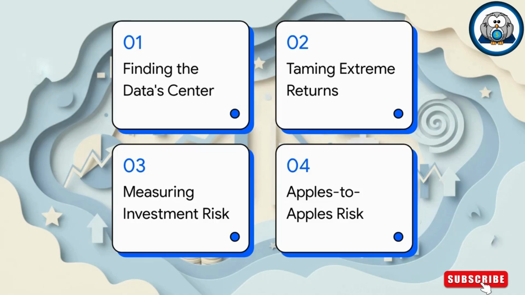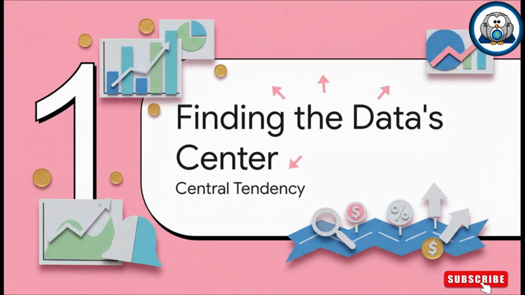So, here's how we're going to tackle that question. First, we'll talk about finding the data's center. Then, we'll get into taming those extreme returns. After that, we'll measure investment risk. And finally, we'll learn how to compare risk on an apples-to-apples basis. Let's get started. All right, Section 1, Finding the Data's Center.